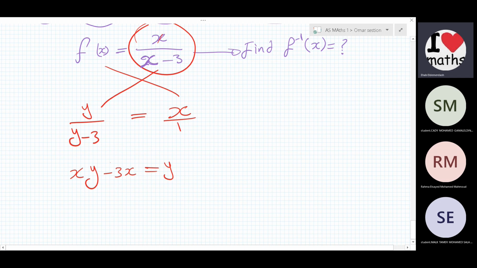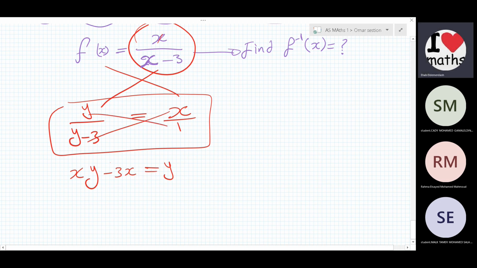So my first step was just that I swapped the x with the y. Clear? Okay, after I changed the x by y, I made it y over y minus 3 is equal to x. Then from this stage I have to start trying to make y the subject. How to make y the subject? I will do cross multiplication. 1 into y gives y, and on the other side x into y minus 3, so it's xy minus 3x.